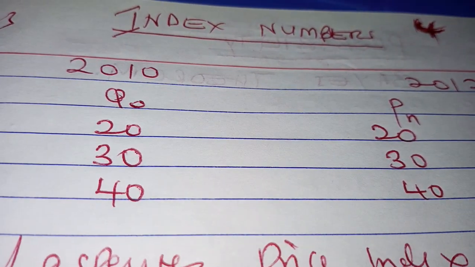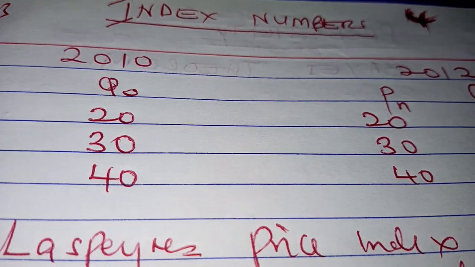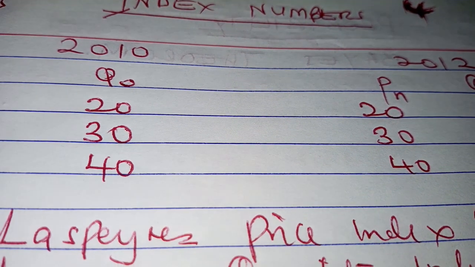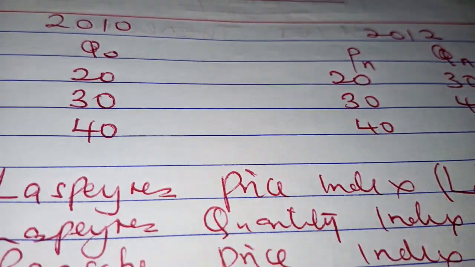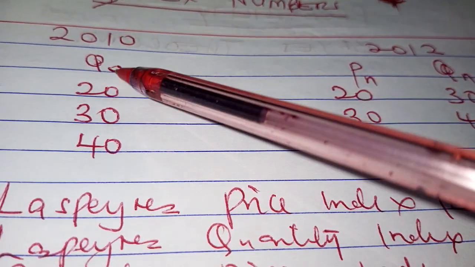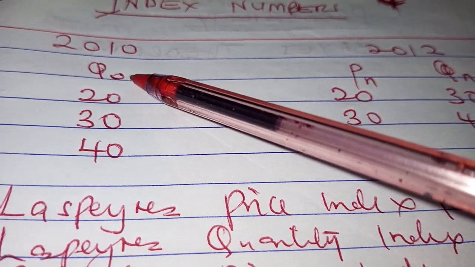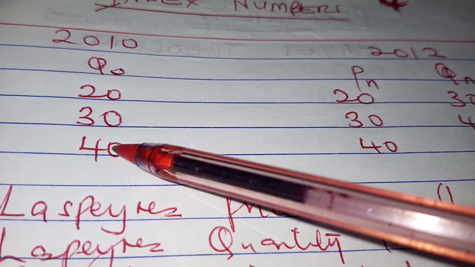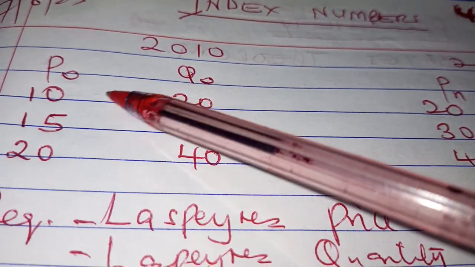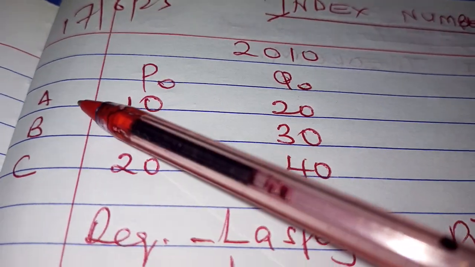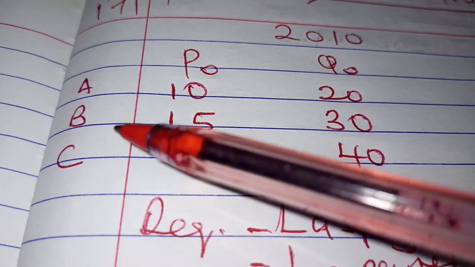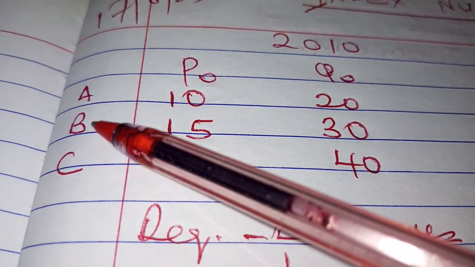Today we are looking at index numbers. We are given the year 2010 and the year 2012. So we have our quantities for year 2010 as 20, 30 and 40 for products A, B and C. We are also given the products as the product ABC.